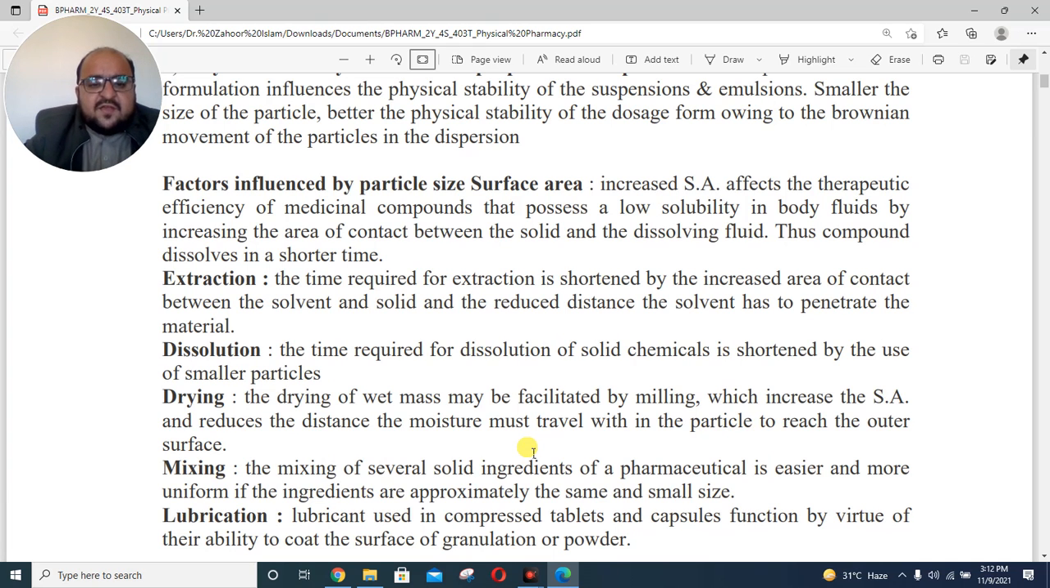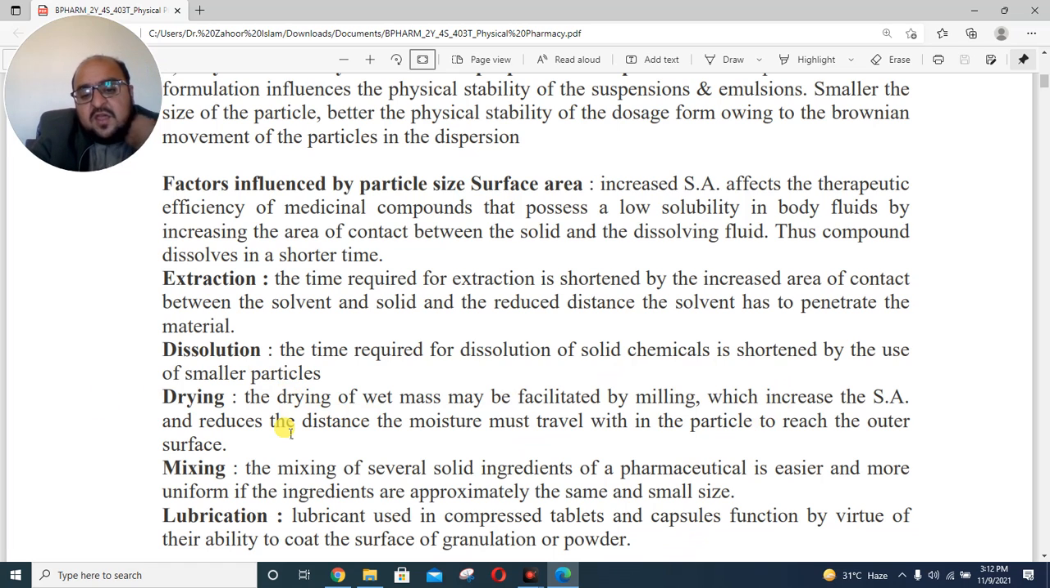Another one is extraction. The time required for extraction is shortened by increasing the area of contact between the solvent and the solid, so it will reduce the distance the solvent must penetrate in the material. Another one is dissolution. The time required for the dissolution of any solid chemical is shortened by the use of smaller particles.